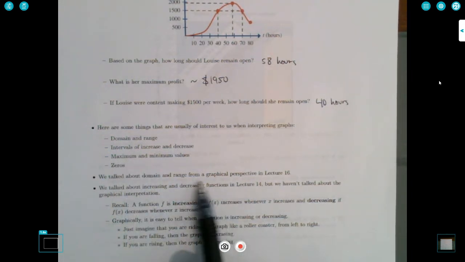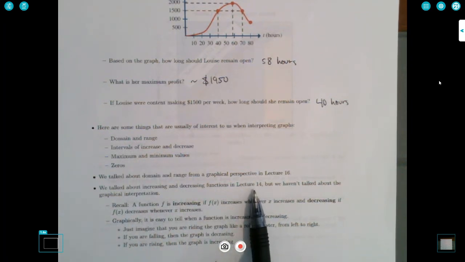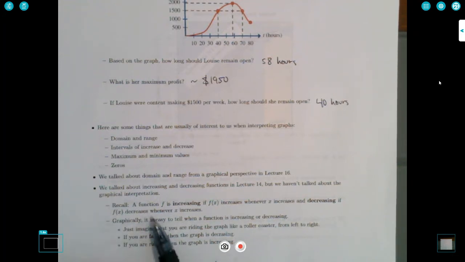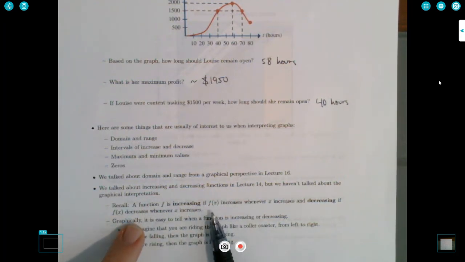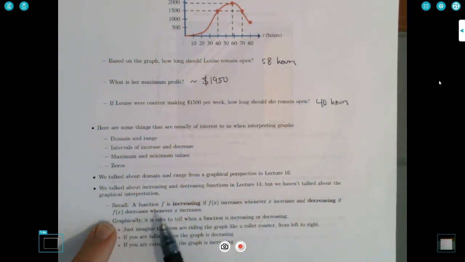So domain and range, we actually talked about that from a graphical perspective in lecture 16, so the previous lecture. We talked about intervals of increase and decrease in lecture 14, so a few lectures ago. But when we did that, we weren't talking about those intervals graphically. We were only talking about them kind of numerically. And so the definition that we had back in lecture 14 was this: a function f is increasing if f of x increases whenever x increases. And it's decreasing if f of x decreases whenever x increases. Right? So that's kind of like a numerical way to tell if a function is increasing or decreasing.